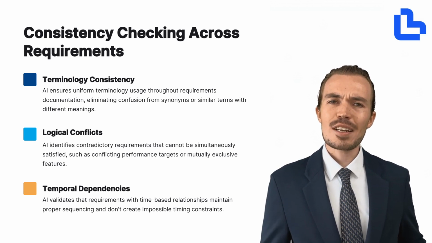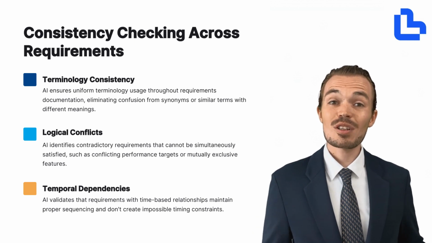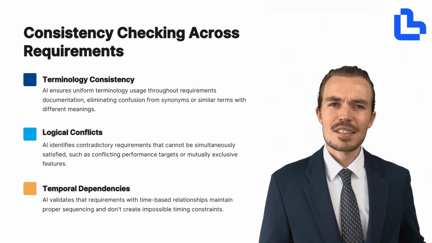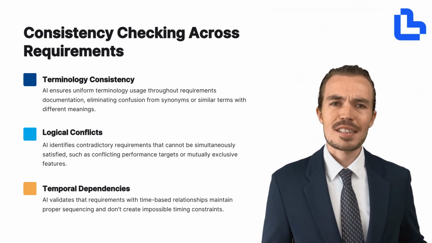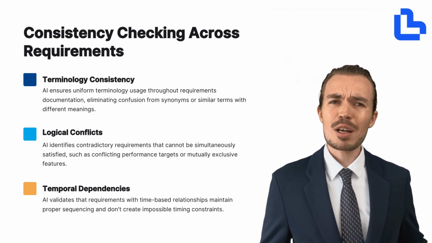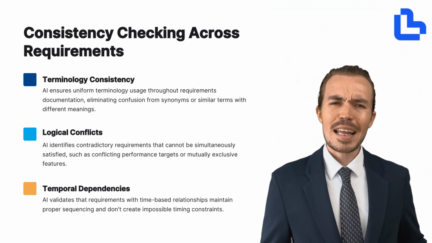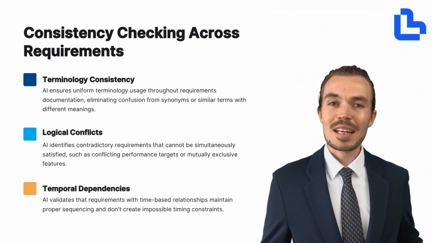Finally, AI checks for temporal dependencies. It ensures that requirements with time based relationships are properly sequenced and don't create impossible conditions. For example, if one requirement says a report must be generated before data is available, that's a red flag. AI helps catch these issues by analyzing the logical flow of time sensitive requirements. By automating consistency checks, AI helps teams avoid miscommunication, reduce rework, and deliver more reliable products, especially in large scale or fast moving projects.